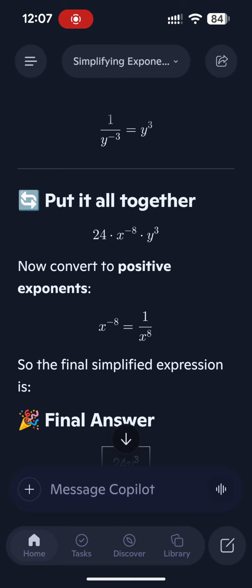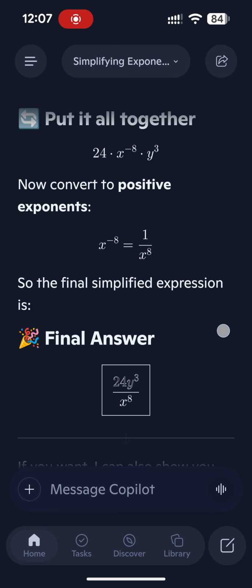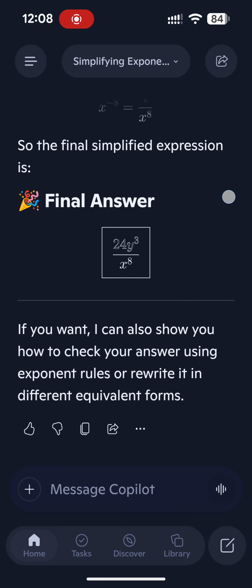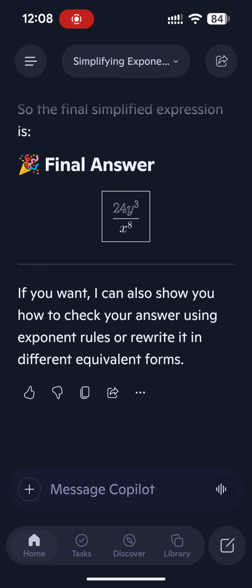So again, remember, you cannot have a negative exponent. So you have 24 times x to the negative 8 times y to the third. And so that changes to that. So your final answer is that. Now, it gave you an answer. Hopefully you take a look, you understand it. And now the next thing is ask Copilot to give you a new question to try.